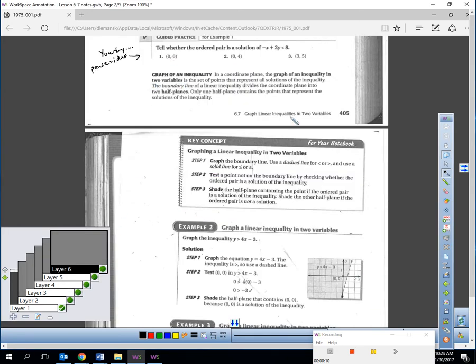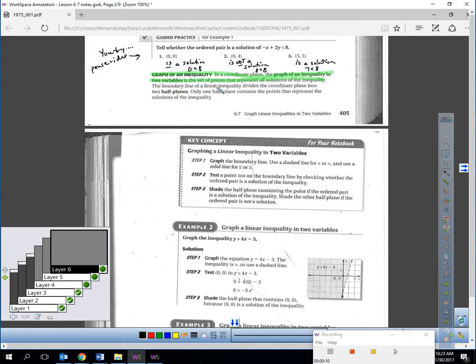Let's have you try. Look at the bottom of page 405, pause the video and try. Are 1, 2, and 3 these three questions? Check and see if these ordered pairs are a solution. Pause the video. Okay, you're back. So you should have found that when you plug in 0, 0 here, you get 0 less than 8. That's true. So 0, 0 is a solution. When you plug in 0, 4, you should get 8 less than 8, which is not true. So that's not a solution. When you plug in 3 and 5, you ought to get 7 less than 8, which is true. That is a solution.